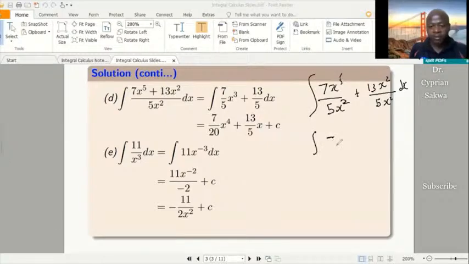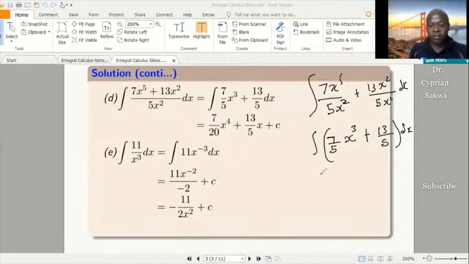7/5 x^3 plus 13/5. These are constants, then dx. So this is what I have to integrate, and this is what you're seeing here: 7/5 x^3 plus 13/5, then dx. Now to integrate this, you add 1 to the power.